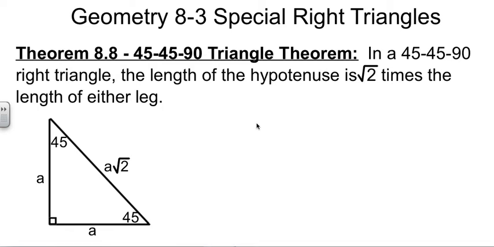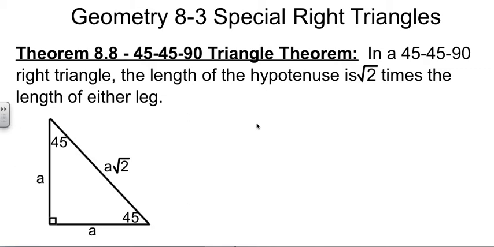This is Geometry, Chapter 8, Section 3, in which we will be studying special right triangles. We know how to deal with general right triangles, a squared plus b squared equals c squared. But there are some special cases which are useful to us if we can recognize them.